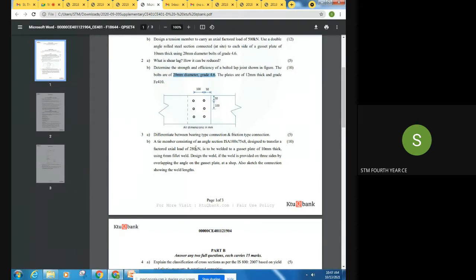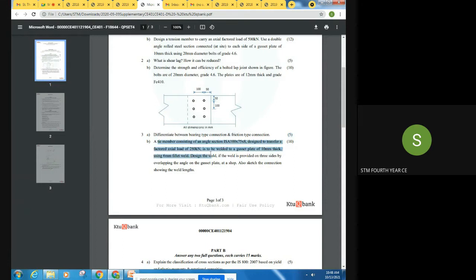Differentiate between bearing type and friction type of bolt. This problem they have asked for 5 marks. On the board I have drawn the difference between the bearing type and the friction grip bolt. In bearing type bolt, the load transfer takes place by bearing and shear. In friction grip bolt, the load transfer occurs by means of friction between the individual plates. That's the difference. You have to draw the figure and differentiate.